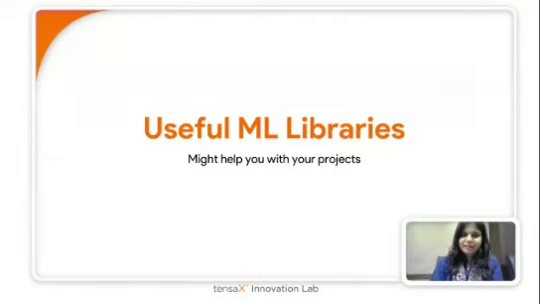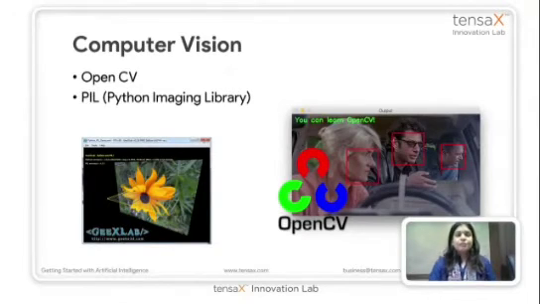That sounds like something we should talk about. So let's also talk about the useful ML libraries that you can get started with. For computer vision, we have OpenCV and the Python Imaging Library. Now, computer vision is something that we are already utilizing, right? In our photography apps, as Aryan mentioned, something that is detecting our faces in Facebook images and everything. This is something that we are already utilizing.